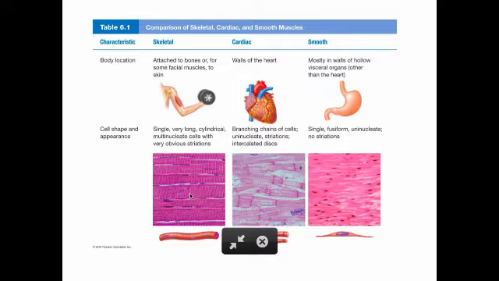So this skeletal muscle tissue is voluntary. We can control it for the most part. It attaches to our bones, and it has multiple nuclei and is striated.